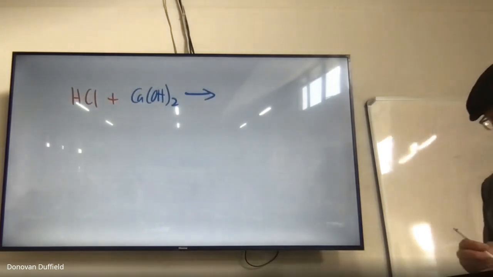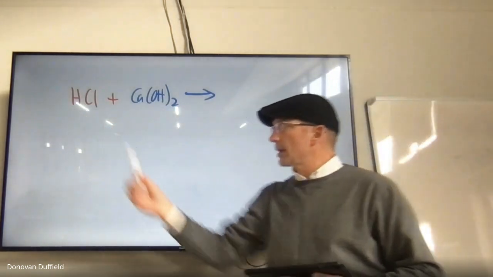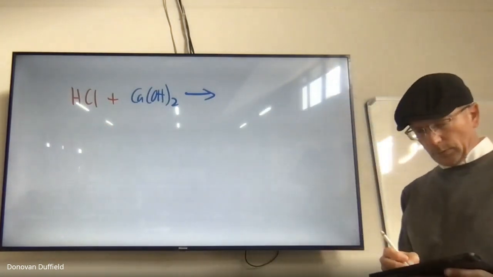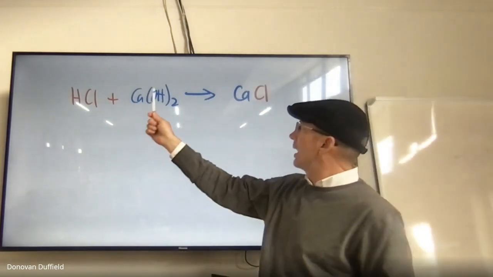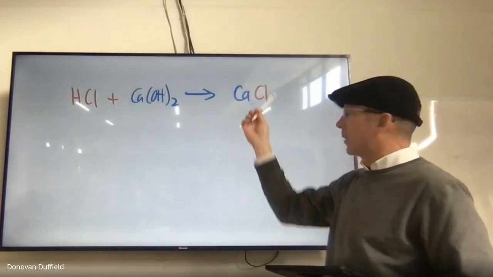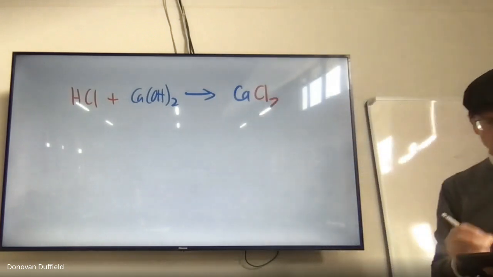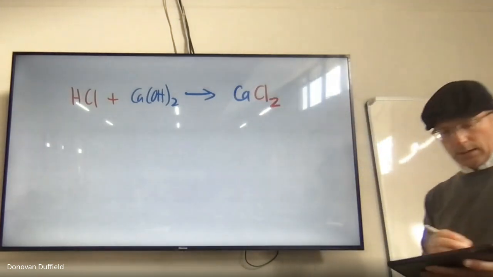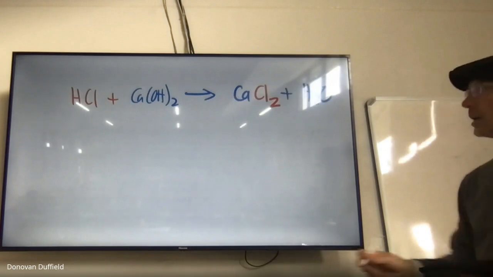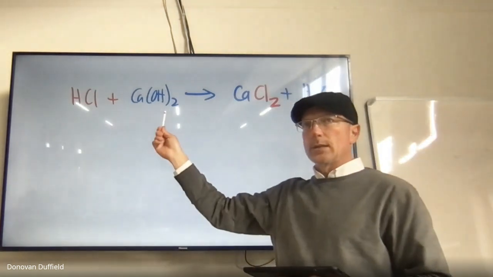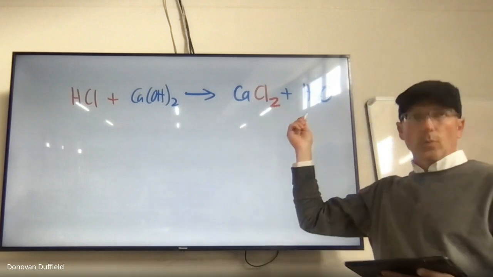It's going to produce a salt. The calcium is going to replace the hydrogen. So that's going to be CaCl, but Ca is plus 2 and chlorine is 1 minus. This is going to be CaCl2, right? And this is going to produce water, which is H2O. An acid plus a base produces a salt plus water.